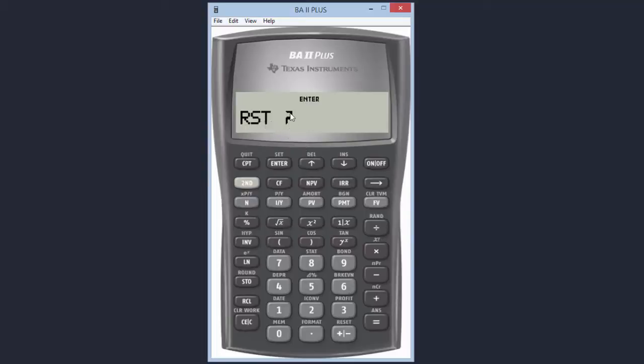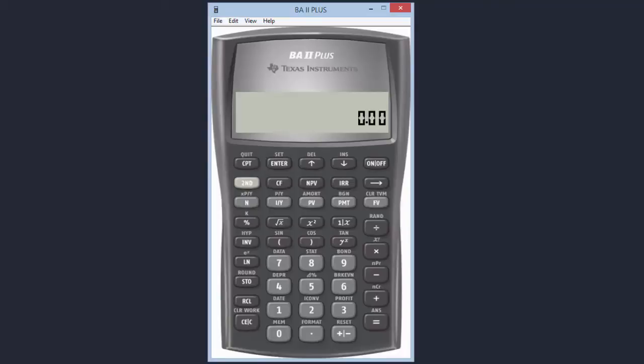Up here it says reset with a question mark. It tells you what to hit if you want to do it. So we want to hit enter. Now it'll say RST 0.00. We can hit clear again. Now your calculator is exactly as it was the day it came from the package.